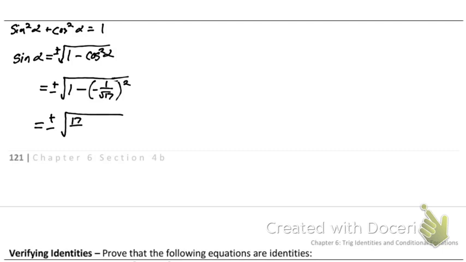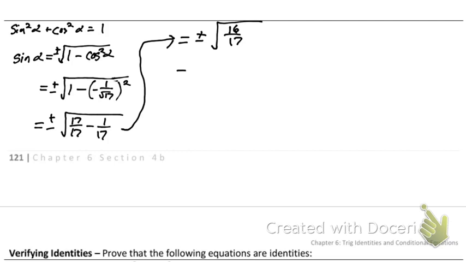Well, that's going to be 17 over 17 minus 1, the square root of 1 is still 1, and the square root of 17 squared is going to be 17. Carry that up. We're going to have plus or minus the square root of 17 minus 1 is 16 over 17, which is going to equal plus or minus, the square root of 16 is just 4 over square root of 17. So our sine of alpha is going to equal plus or minus 4 square root of 17 over 17.